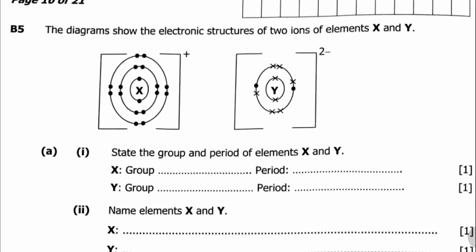Let's answer this question. This question is coming from 2025 Science Paper 2, which is Chemistry, grade 12 of course. So the question reads, the diagrams show the electronic structures of two ions of elements X and Y. We can see here, this is element X and this is Y. All right. The first question is saying, state the group and period of the elements X and Y.